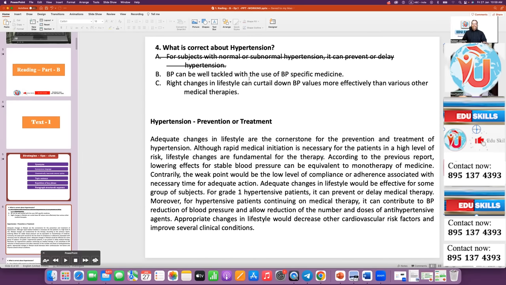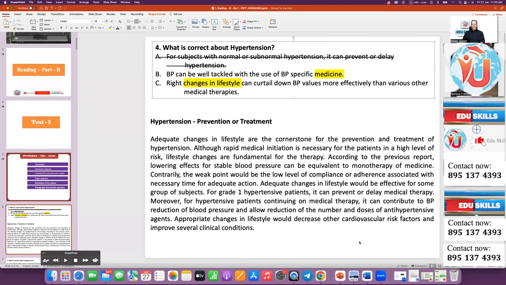So next one, BP can be well tackled with the use of BP specific medicine. So the keyword is tackling BP with medicine. Okay. Other one is right changes in lifestyle can curtail down BP values more effectively than various other medical therapies. Changes in lifestyle. Yes. Lifestyle. Now tell me, can you find in the heading these two keywords? Prevention and treatment. Listen to me, prevention. Treatment. What is a synonym of prevention? Changes in lifestyle. And a synonym of treatment?